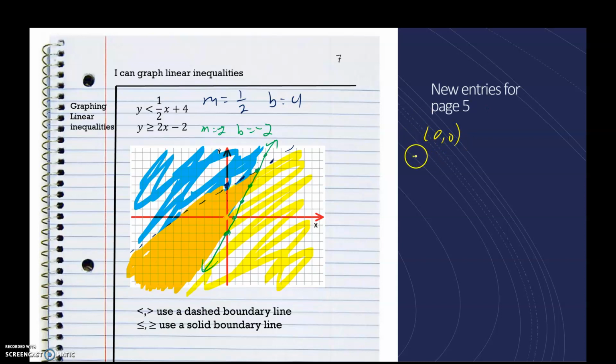Let's try it. 0 is less than or equal to 1/2 times 0 plus 4. So 0 is less than or equal to 4. Well, that's true. That worked for the first inequality. Let's try the second one. 0 is greater than or equal to 2 times 0 minus 2. 0 should be bigger than negative 2. Well, that's also true. So we know we colored in the correct area. If the point works for both, that area is the correct one.